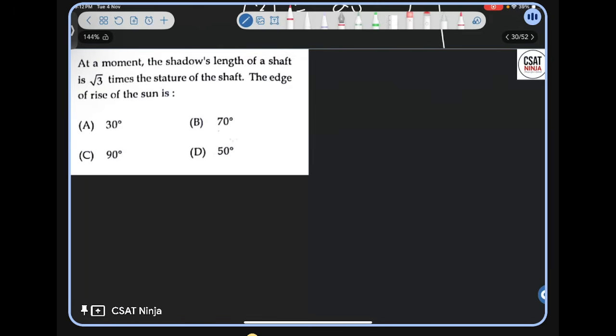Next question is a question based on trigonometry. In NSSB, they will not ask this, but in NPSC, they may ask this. So the question is like this. At the moment, the shadow length of a shaft, that means let me just assume that this is a shaft here, is 1 root 3 times the stature of the shaft. So let's say this is the shaft, that means it will cast a shadow of like this. So the question says: the shadow length of the shaft is 1 root 3 times. So if this shaft is x, then the length of the shadow is this one. The length of this shadow is root 3 times the shaft.